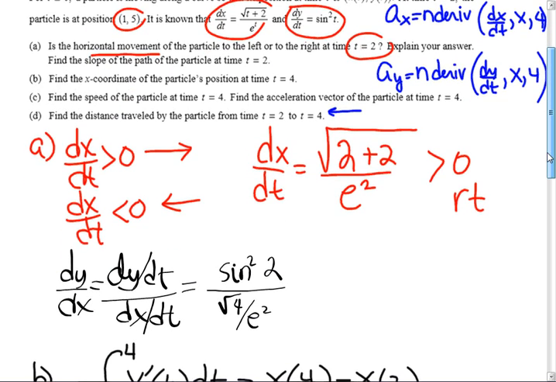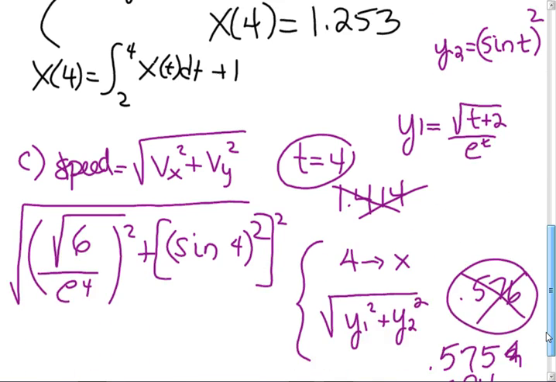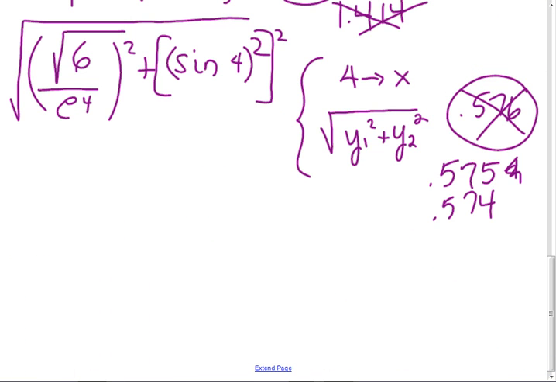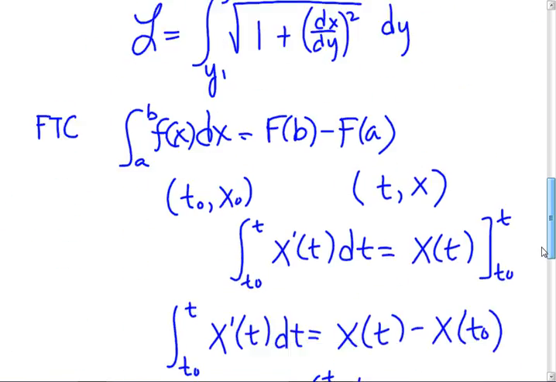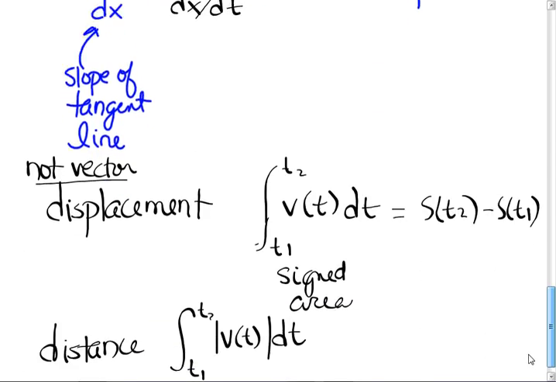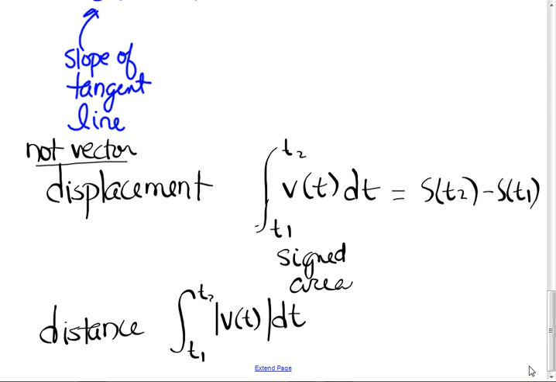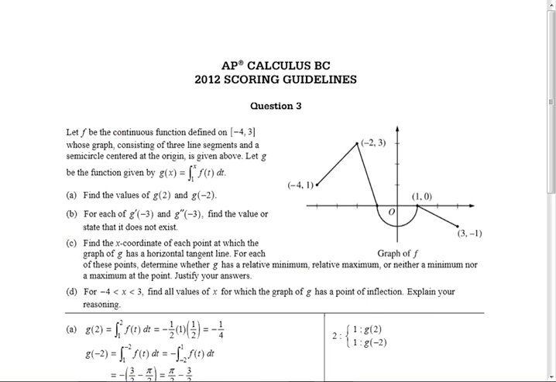How do you find the distance traveled from 2 to 4? You have to integrate what? Remember how I said the distance? Let's go back one more. I did it. How do you find the distance? Right there. Okay, it's the absolute value of v of t dt.